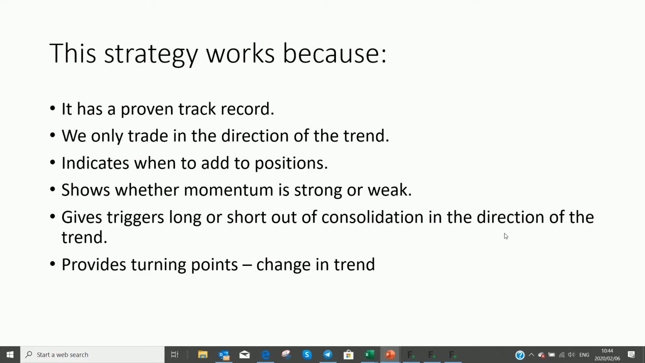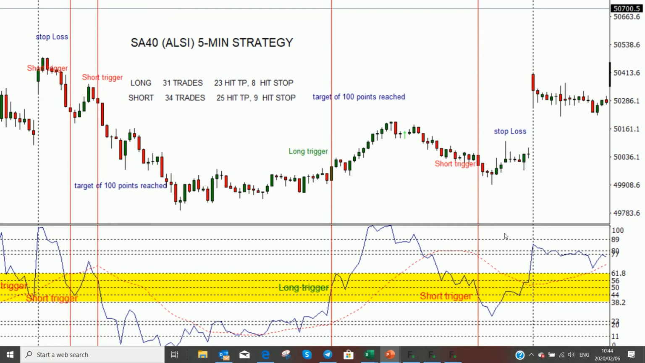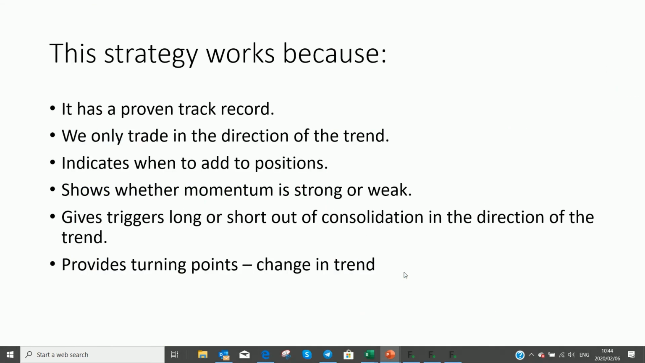It gives triggers long or short out of consolidation in the direction of the trend. So above the 61.8 we want to go long, and below the 38.2 we want to go short. On condition we're trading below the signal line to go short, and to go long we're trading above the signal line, in the direction of the trend. It provides turning points or change of trend.